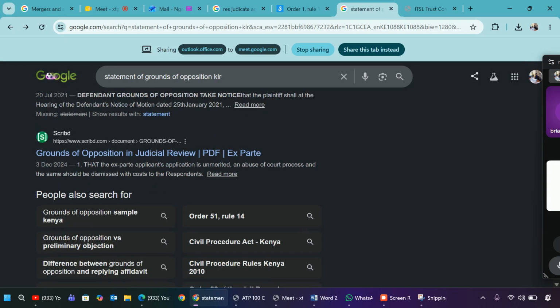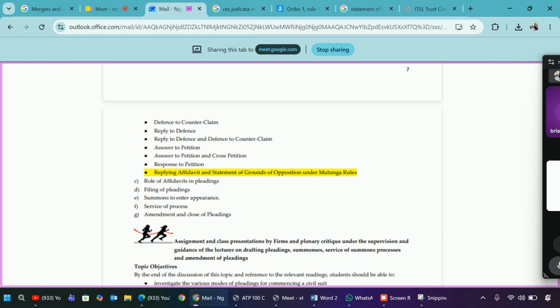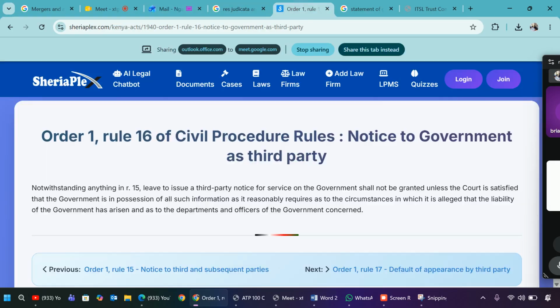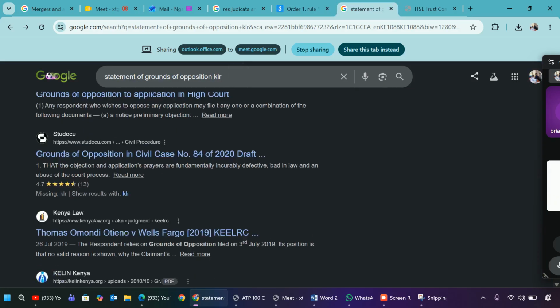At least we have understood where a ground of opposition fits. You can either do a replying affidavit, or you can also do a statement of grounds of opposition under the Mutunga rules when you want to challenge an application that has been brought maybe by a notice of motion.